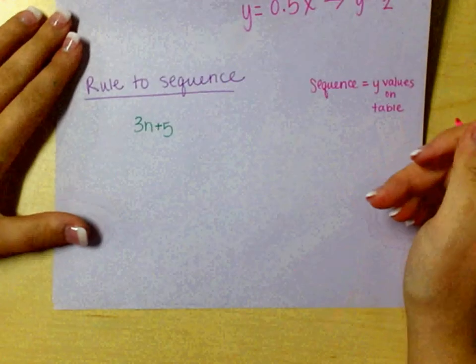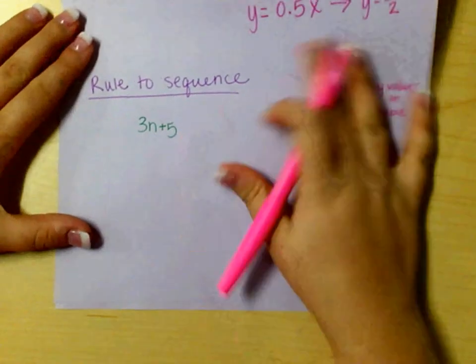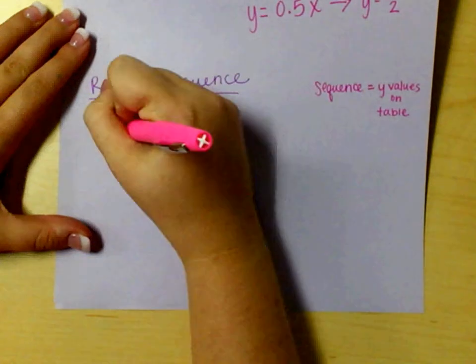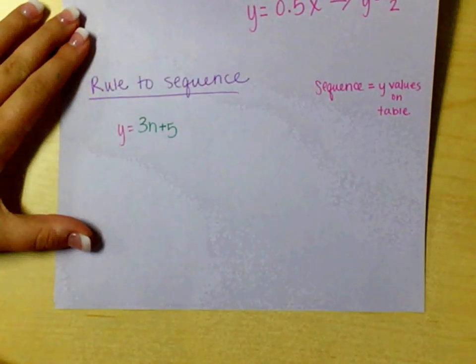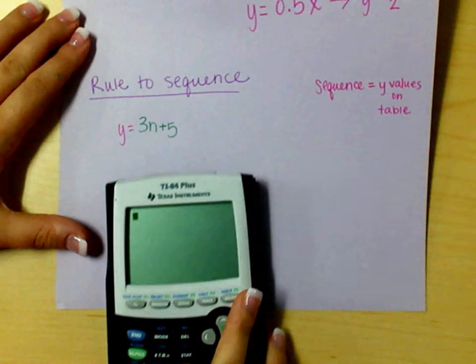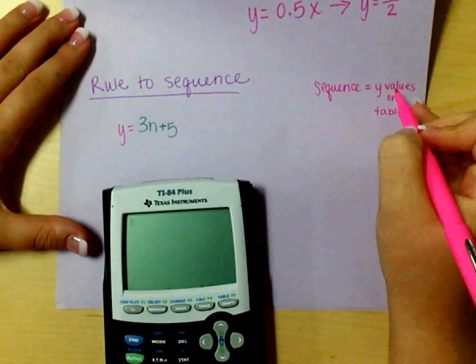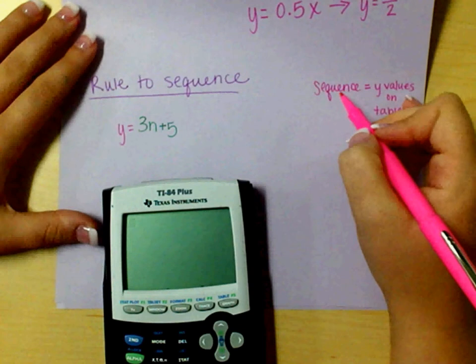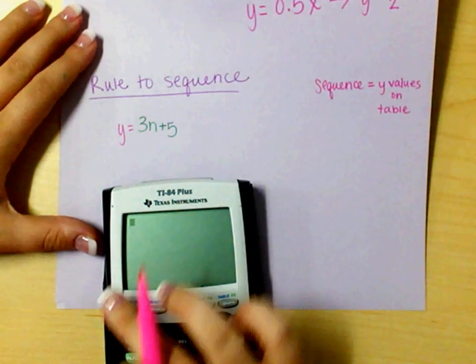Also need to know how to go from a rule to a sequence. If I just give you a rule, you need to find the sequence. Remember that a rule and an equation, that's the only difference. So, I mentioned this today, use the calculator because a sequence is the exact same thing as your y values. So, sequence is your y values, take this, plug it into y equals.